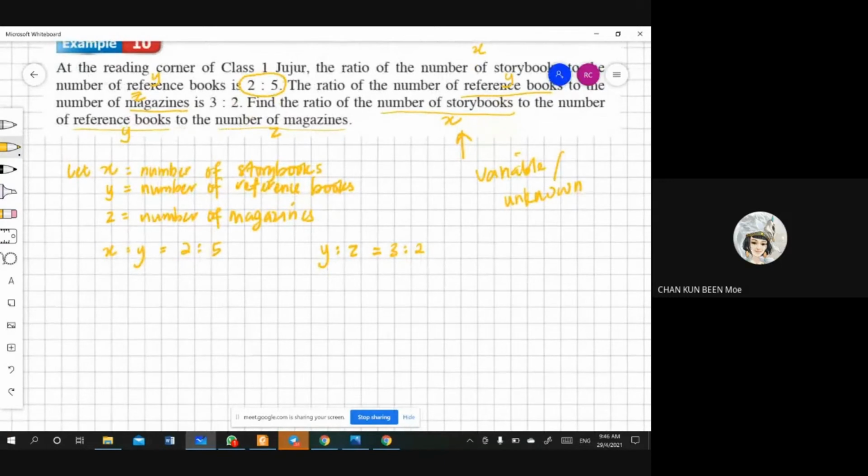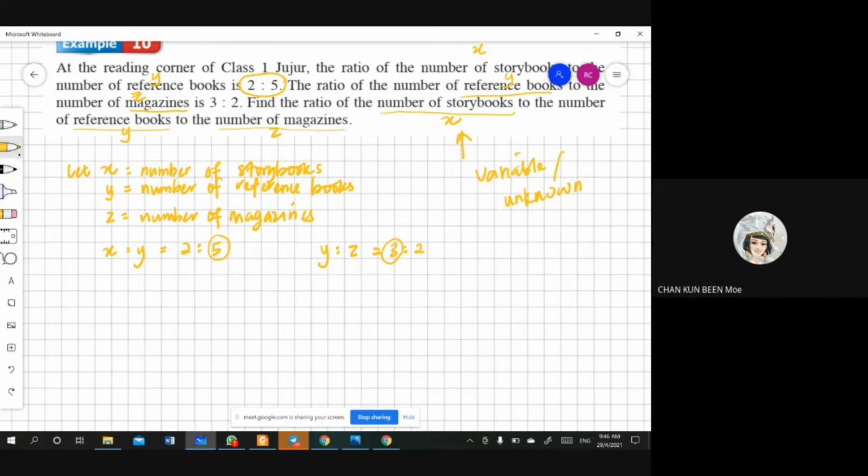Then we need to determine, is there any number which is the same? If you see there is a repetition, which is the Y, right? We see the Y, but then is the Y the same? This Y with this Y over here, are they the same? No. The same, right? So if they are not the same, we are going to make it the same. How to make it the same? You just need to multiply with the number that they appear on the right. So for example, the Y over here is 5. The Y on the right over here is 3. So both of this ratio, we are going to multiply by 3. Whereas for these two here, we are going to multiply by the 5.